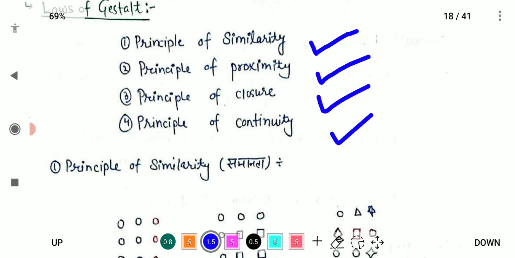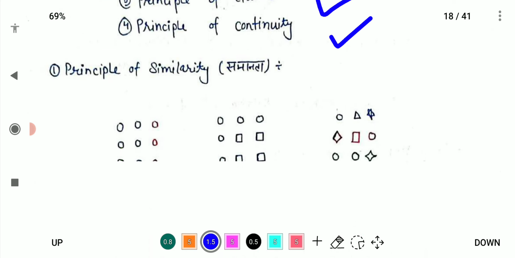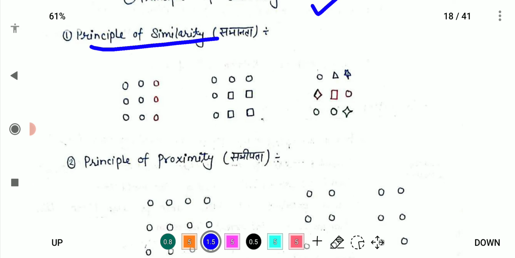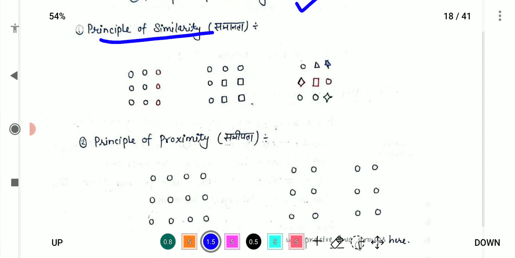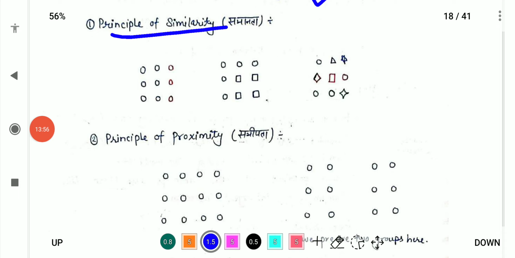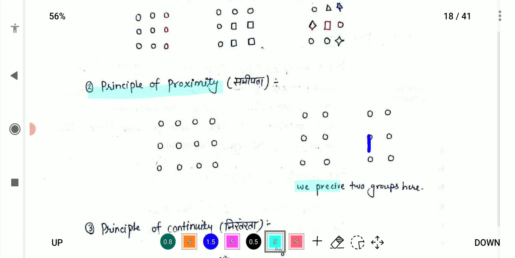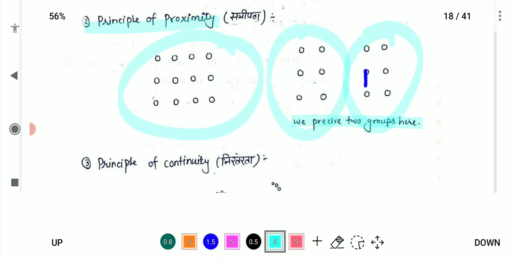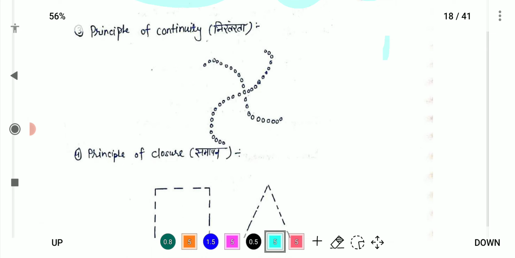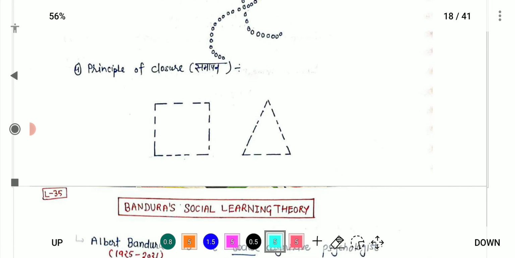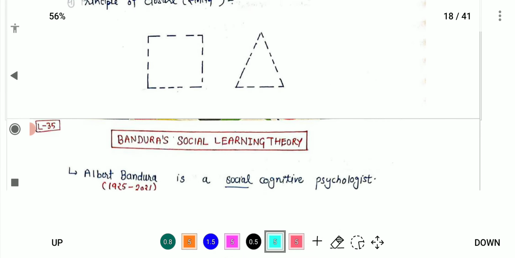Then the laws of Gestalt: principle of similarity, principle of proximity, principle of closure, principle of continuity will come. Principle of similarity is what? We are seeing similar things. Principle of proximity refers to how we perceive two groups here. Here there is one group, here we are dividing into two groups. Principle of continuity means continuous. Principle of closure means it's closed.